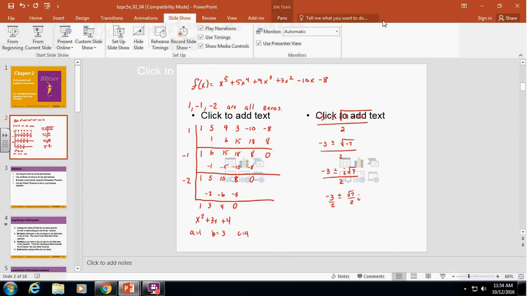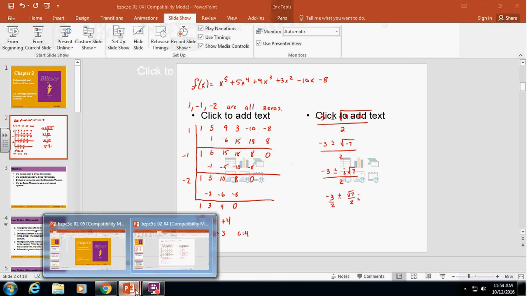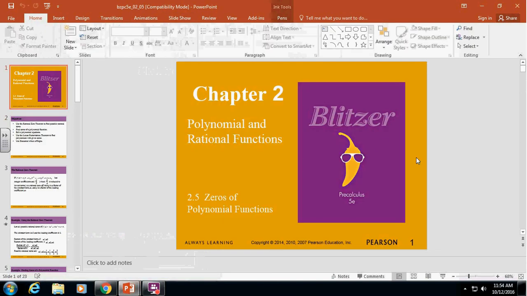All right, so let's take what we've learned here and start applying it to finding zeros. That's what we're going to do in the next section.